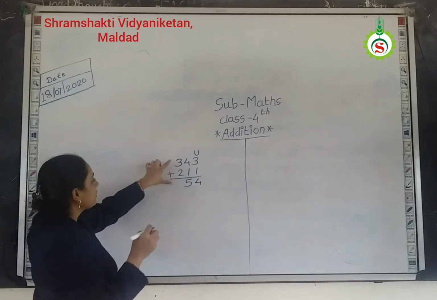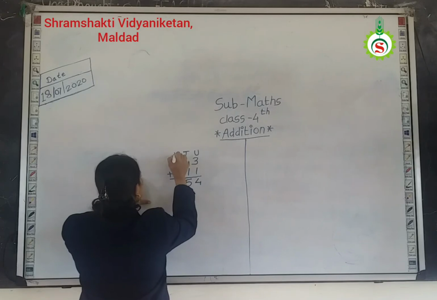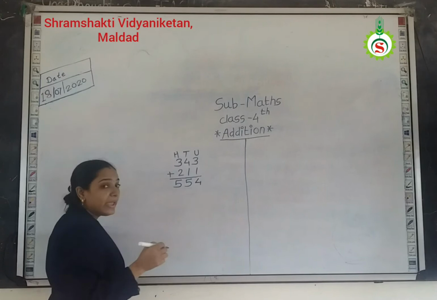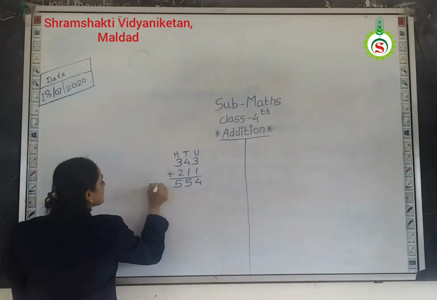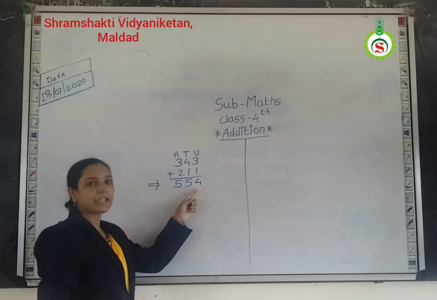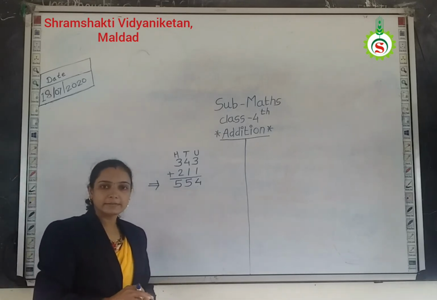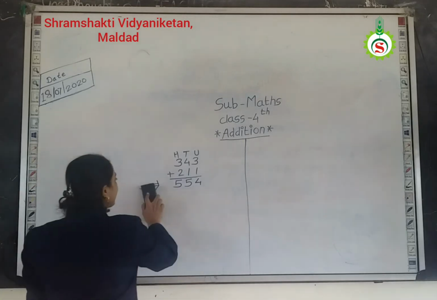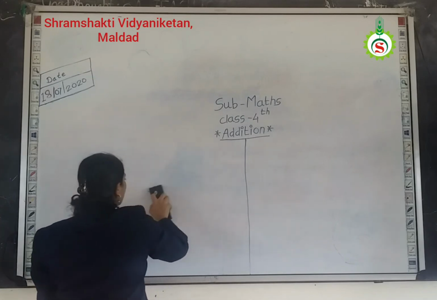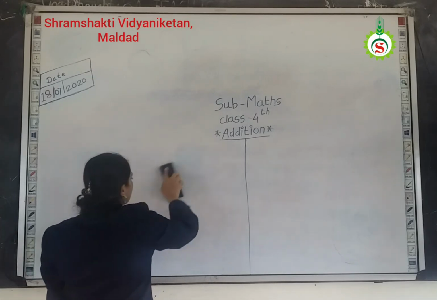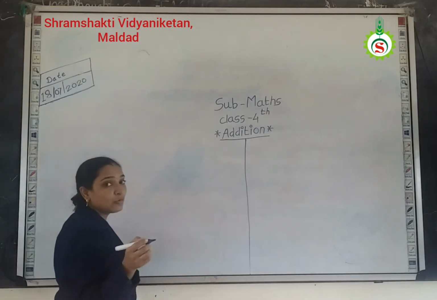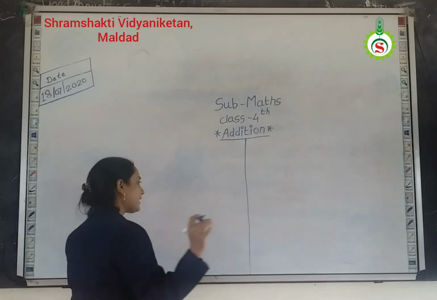And then hundreds place. 3 plus 2 is equal to again 5. Means our problem's answer is 554. Do you understand? Okay, now we will take the next example. Very simple. If you know 3-digit addition, you can easily solve 4-digit addition. Now we will take a 4-digit example.